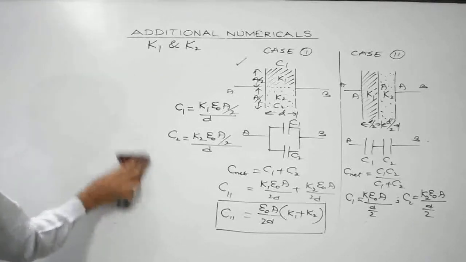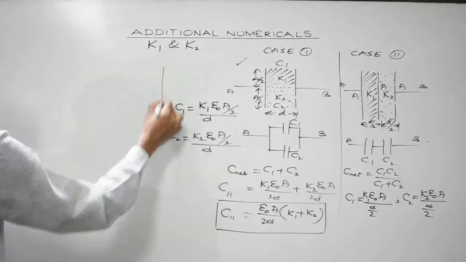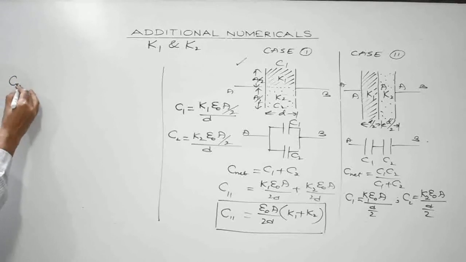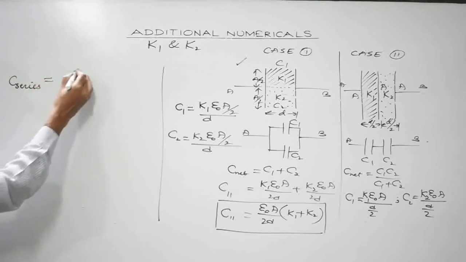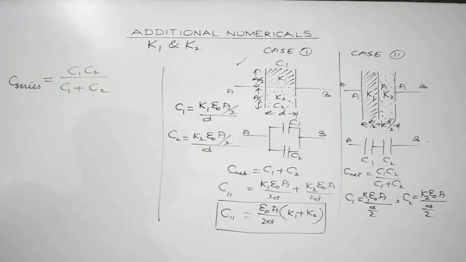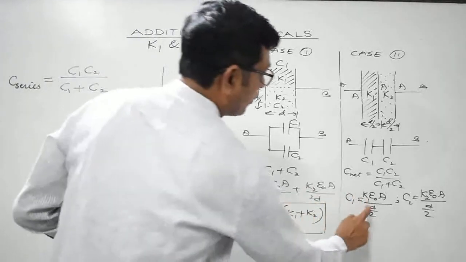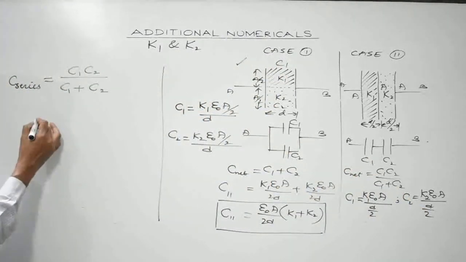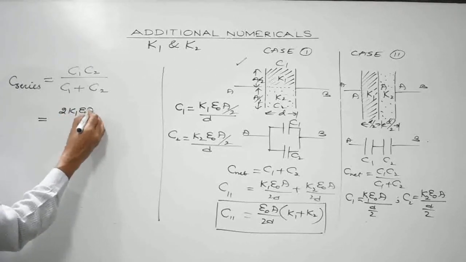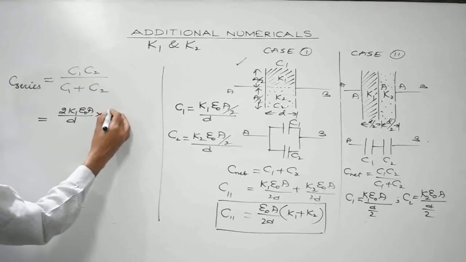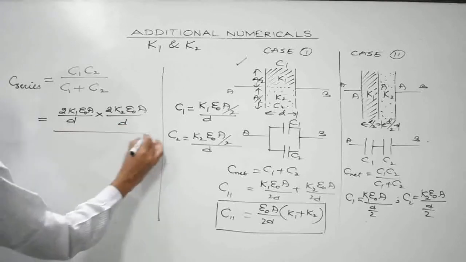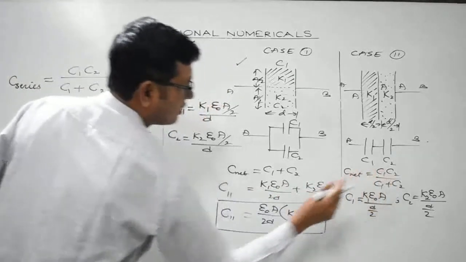We are solving it over here. So C net, or C series, is equal to C1 C2 divided by C1 plus C2. Let us substitute the values of C1 and C2. What we get is, C1 is twice K1 epsilon A by d. C2 is twice K2 epsilon A by d. C1 C2 divided by C1 plus C2.